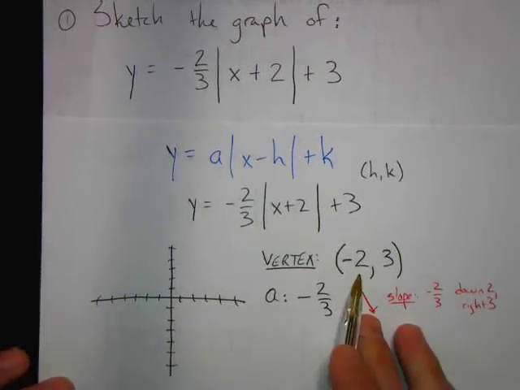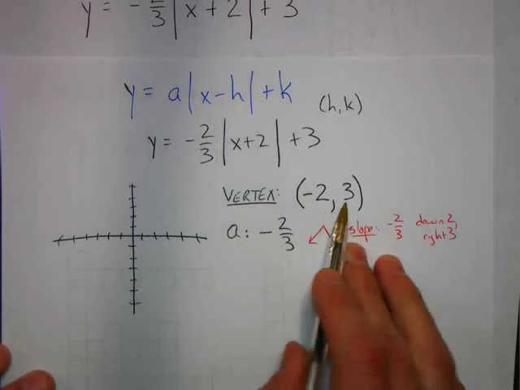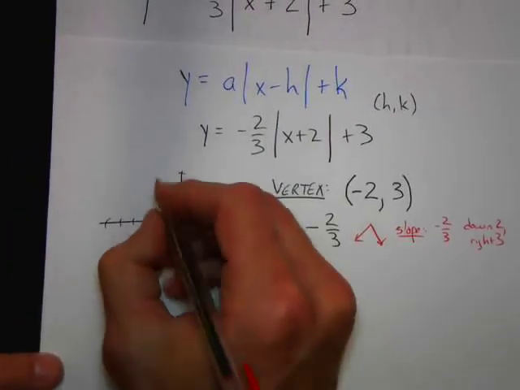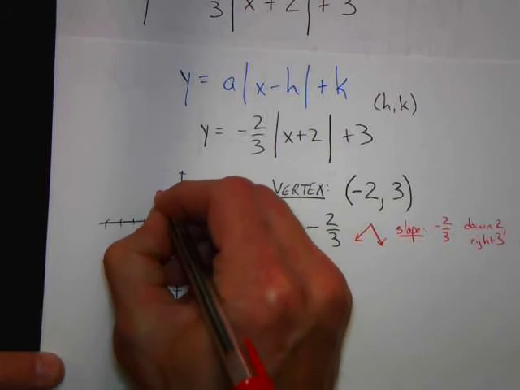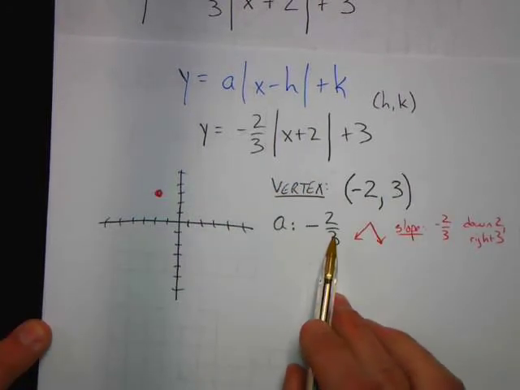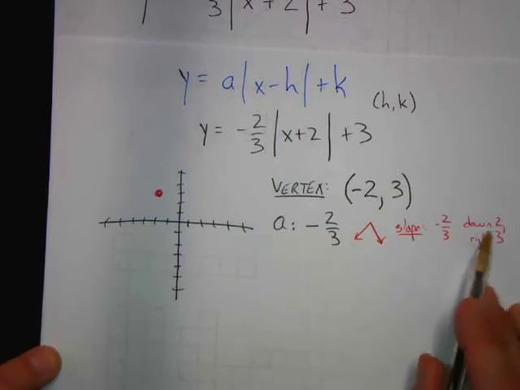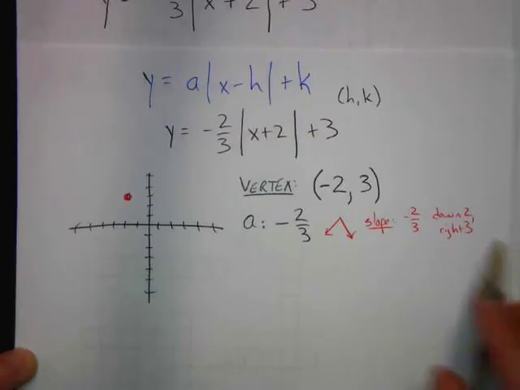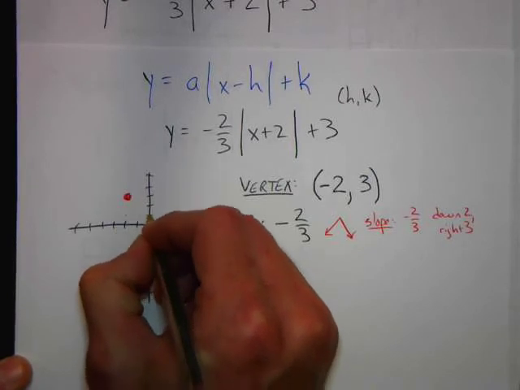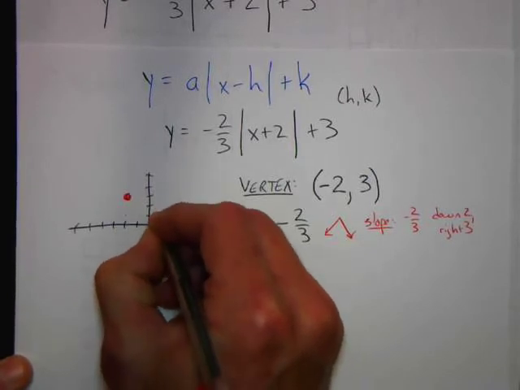Okay, so here we start with our vertex at (-2, 3). And so on our graph, we have -2, positive 3. That's where the vertex is. And from there, we know the slope is -2/3, or down 2, right 3. So from our vertex, we're going to go down 2 and right 3. And here's our next point.